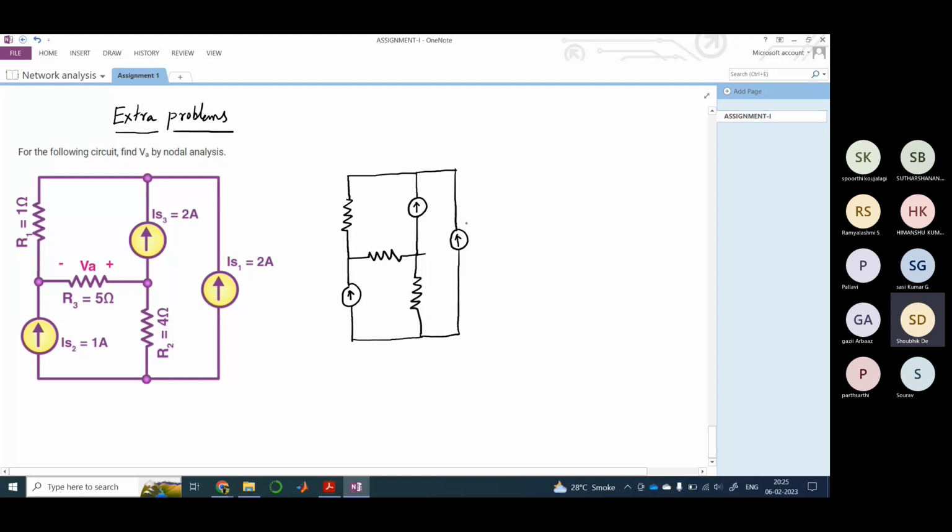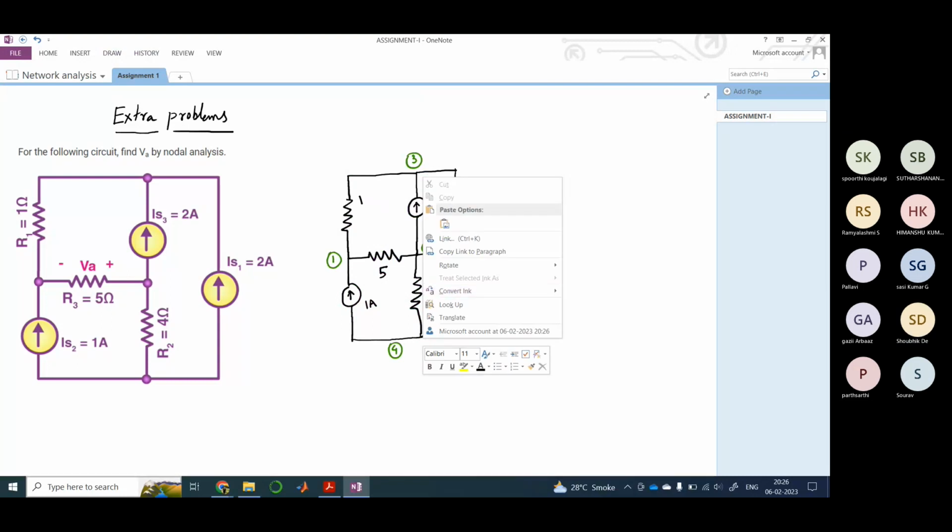So this is my independent current source of 2 ampere. This is another current source of 2 ampere. This is my 1 ohm resistance, this is my 5 ohm resistance, this is my 4 ohm resistance, and this is another 1 ohm resistance. Now, I'll be using green color for the benefit of understanding. You can do this on your own also. For my convention, this would be node 1, this would be 2, this is my 3, and this is my 4.